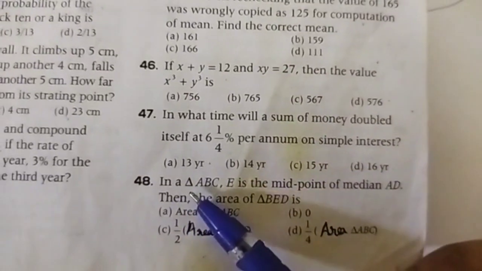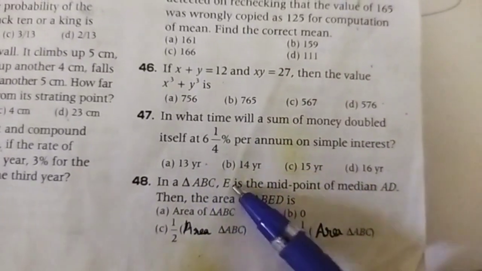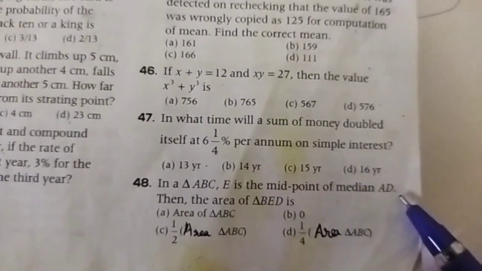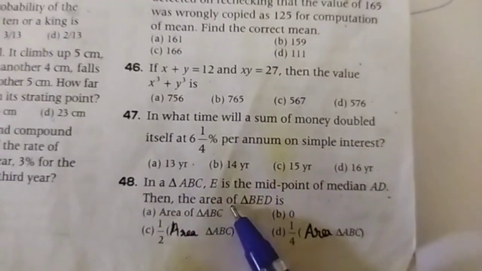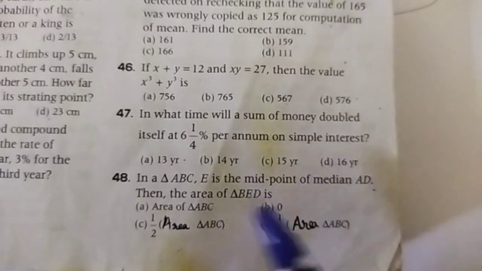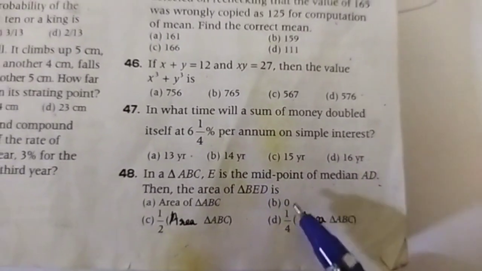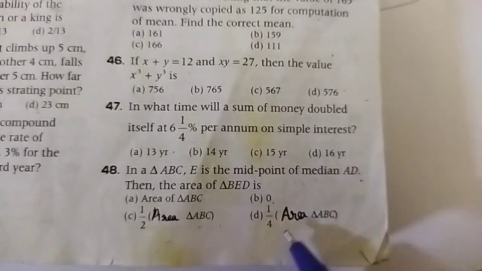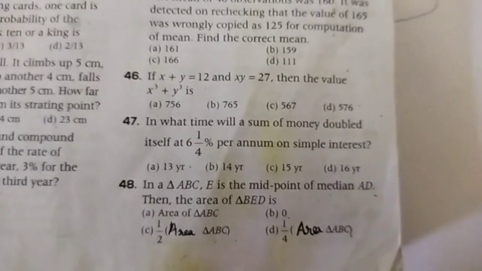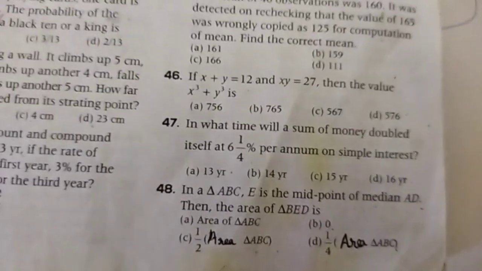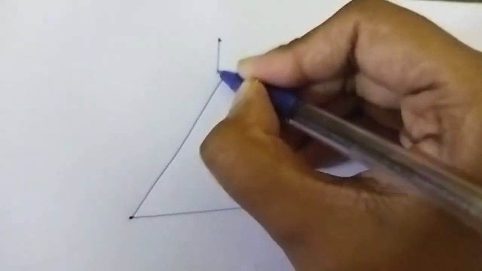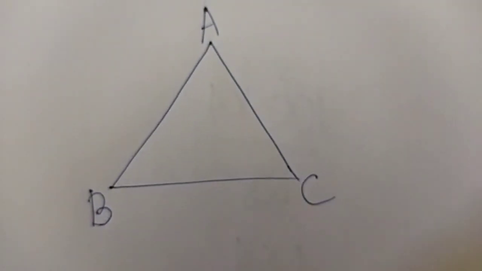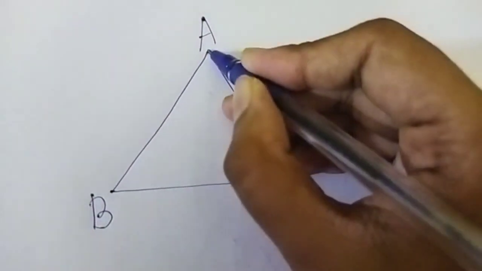In a triangle ABC, E is the midpoint of the median AD. Then the area of triangle BED is 0, 1 by 2 area of triangle ABC, or 1 by 4 area of triangle ABC. So let me explain this sum with a diagram. Let me take this as triangle ABC. So this is our triangle ABC and AD is the median.